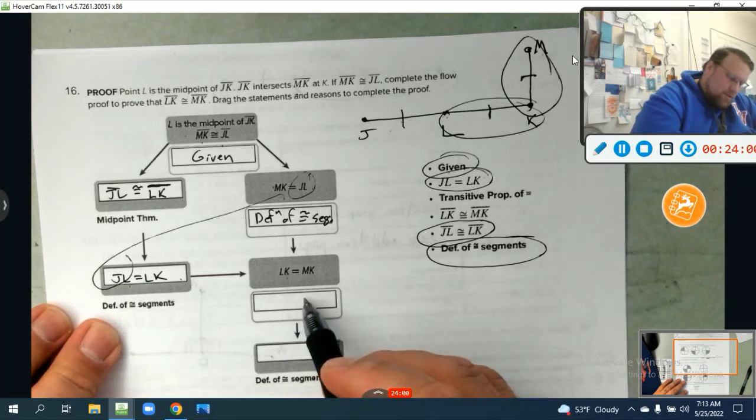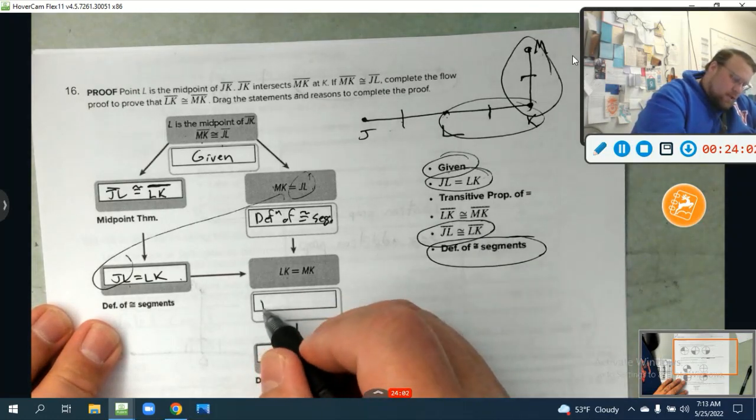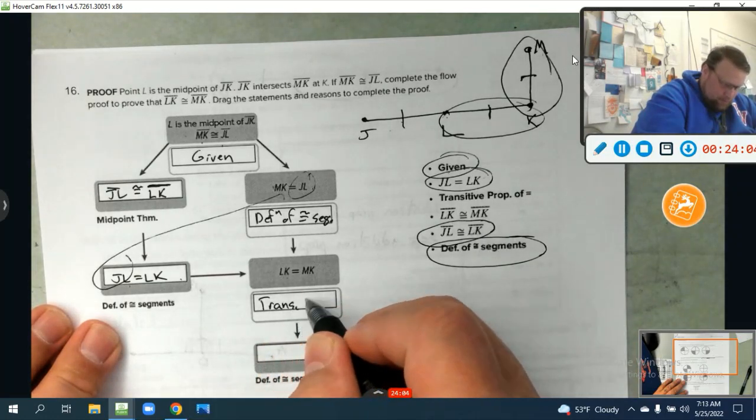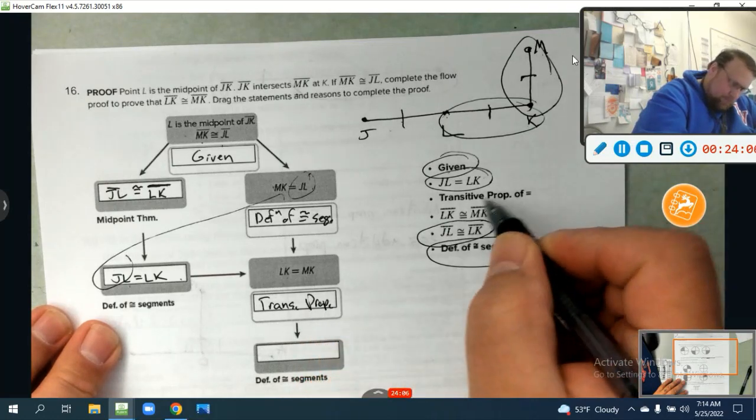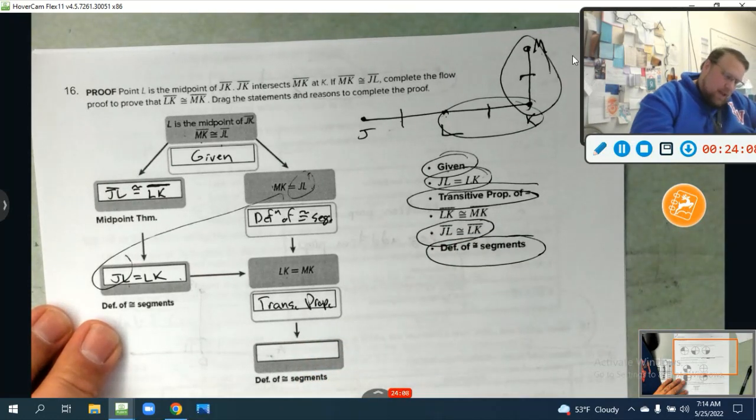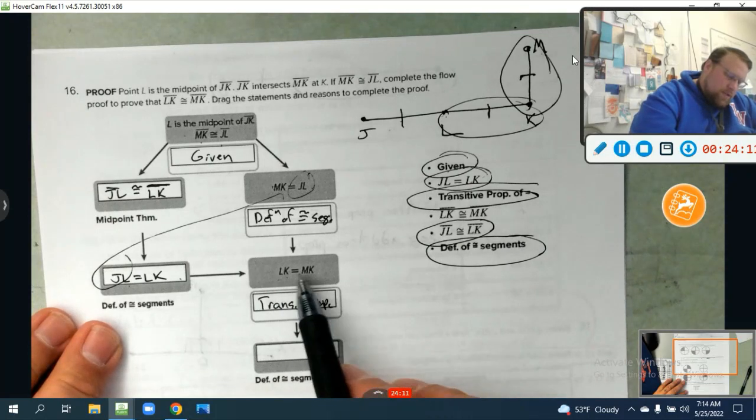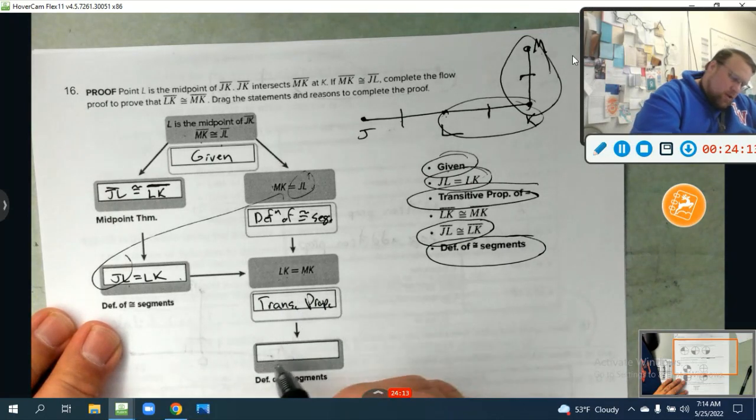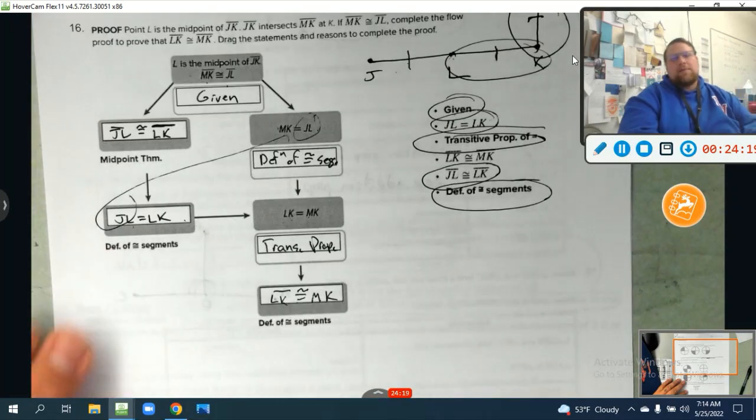And if that's true, we did that through the transitive property, right? Which is right here. And that leads us to what we're proving. If we say they're equal, we can then say they're congruent. LK is congruent to MK, definition of congruent segments.